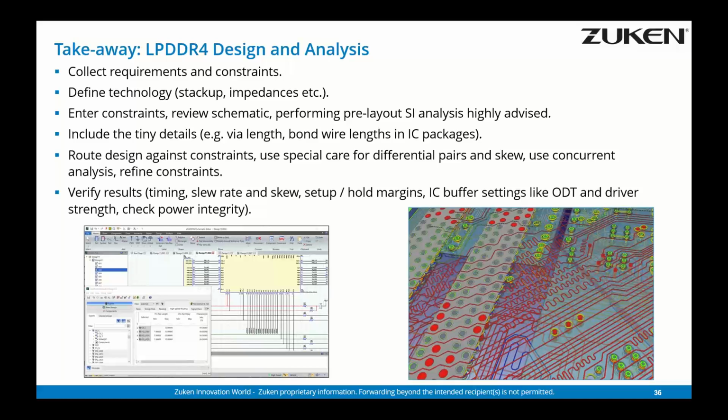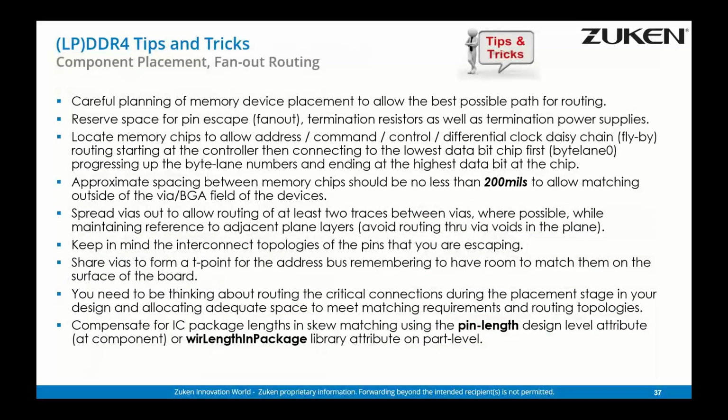Route carefully against these constraints. The automatic features like automatic lengthening and auto routing can help, and verify the results concurrently. You have pretty brutal timing and skew requirements. You have slew rate requirements. You have buffer margins. So all these items make the picture rather complicated.